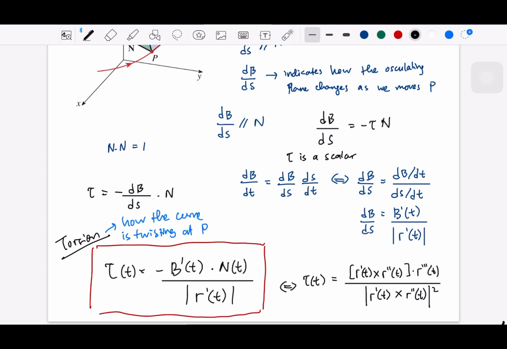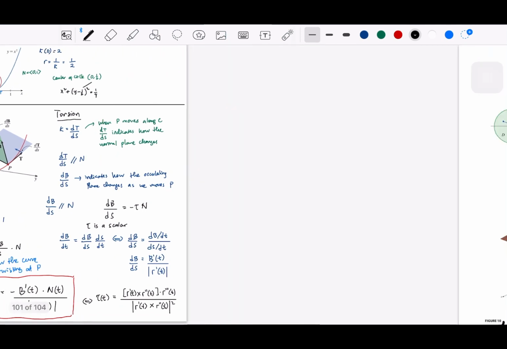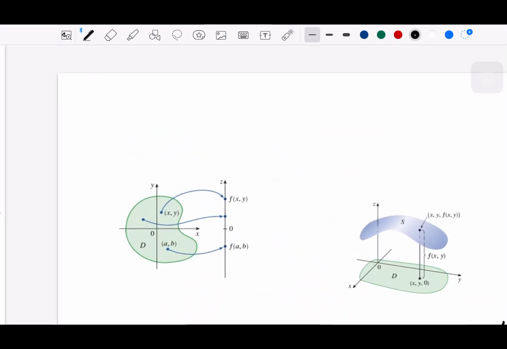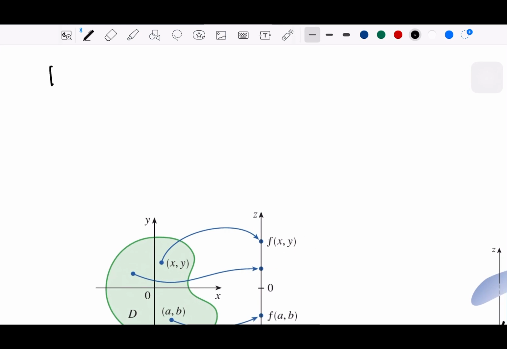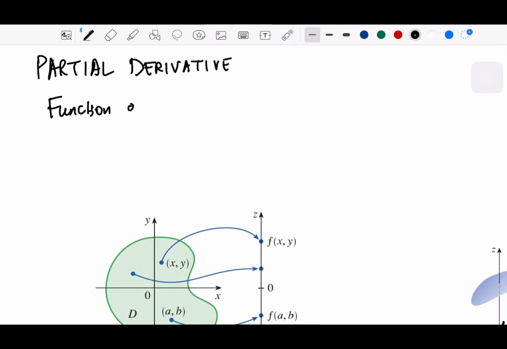Okay, I think we can move to the next sections. So this will be the introduction to the partial derivatives. As you may see from this picture, so this will be a partial derivative. So we start from the beginning, the function of several variables. And I will go very quickly in these introductions.